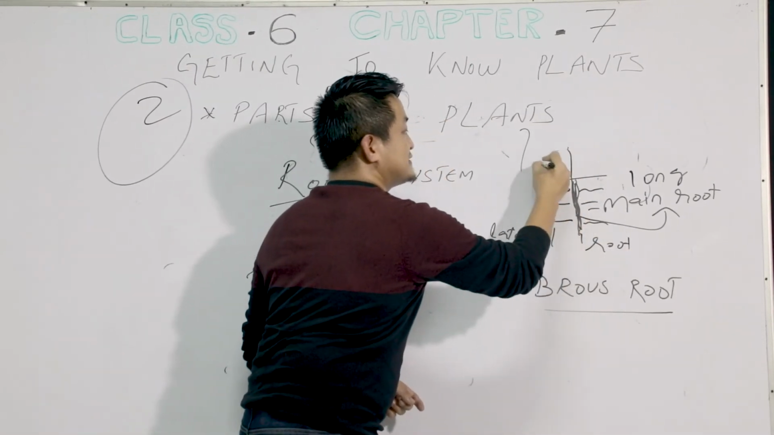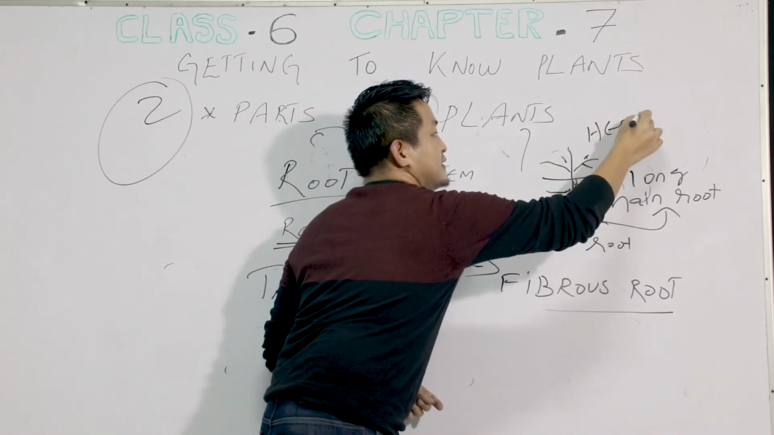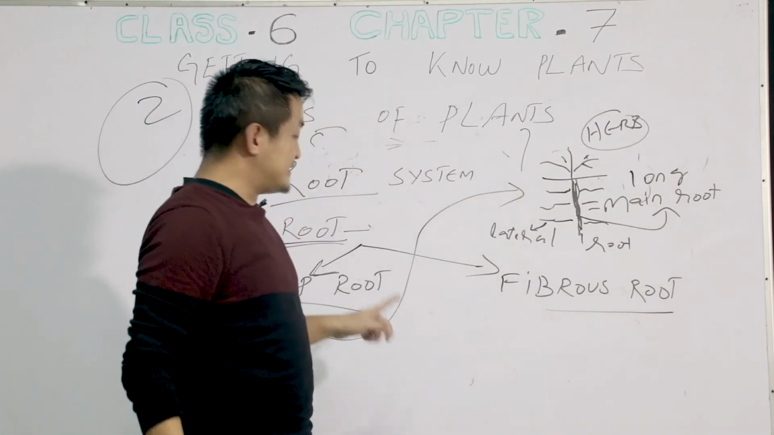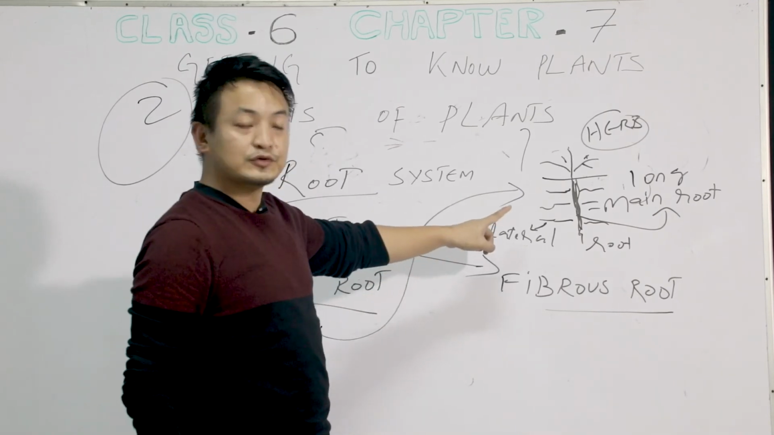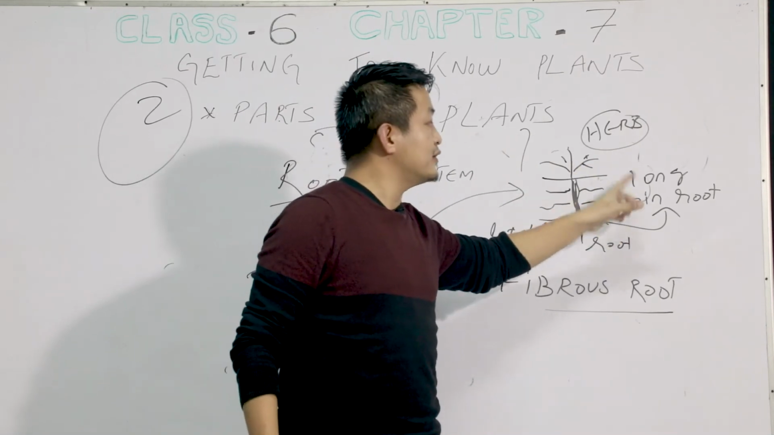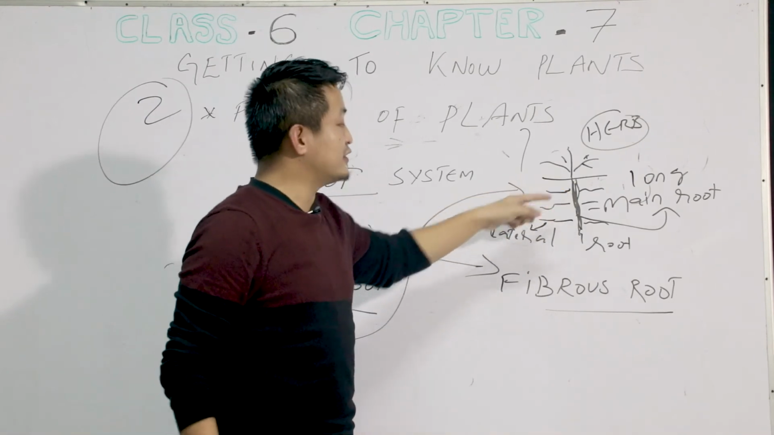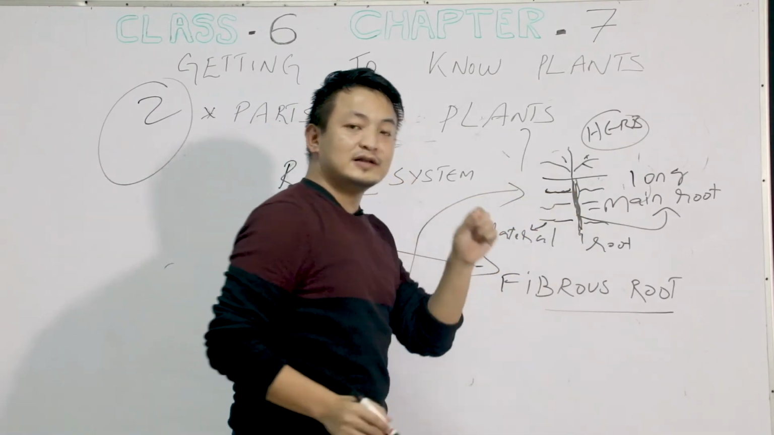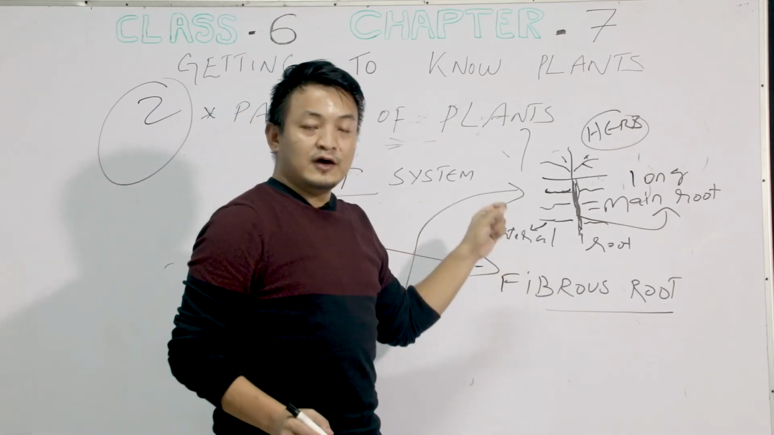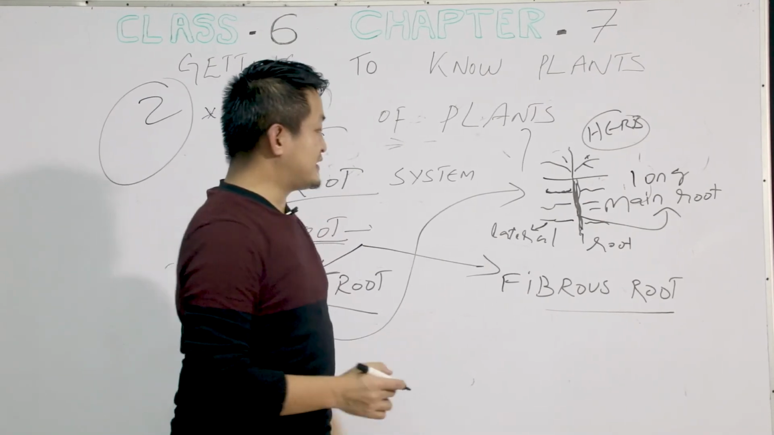So let's say this is a herb. This is an example of a tap root. For tap root, remember that we'll have one main long root, and then from the long root, from the side, it will develop small lateral roots. Now, what about the fibrous root? For fibrous root, you can take the example of any grass.